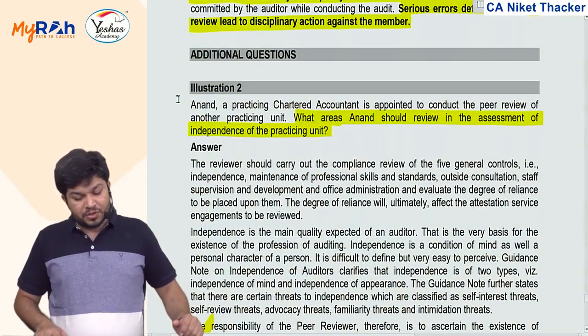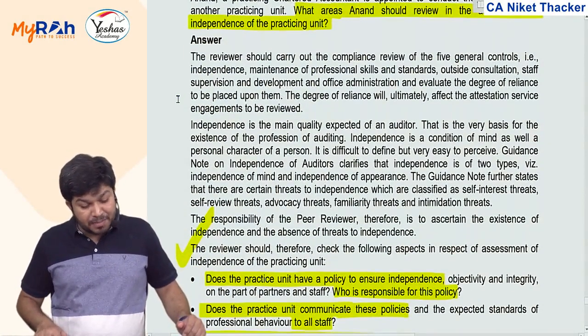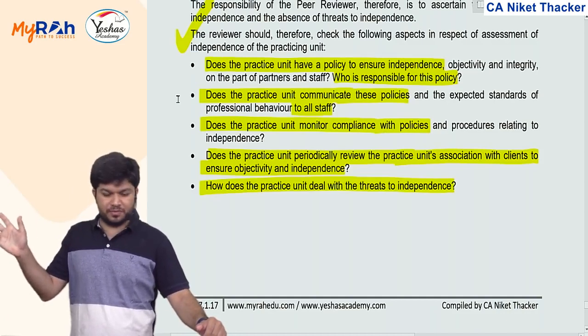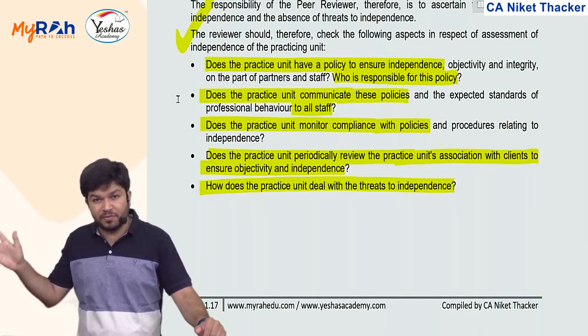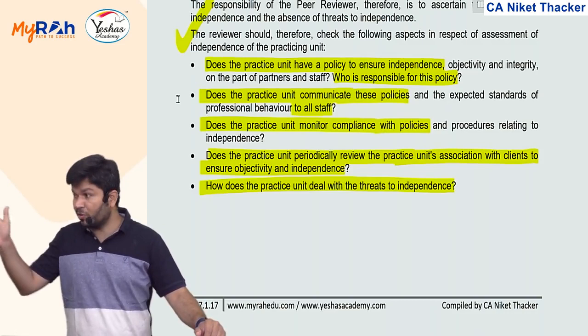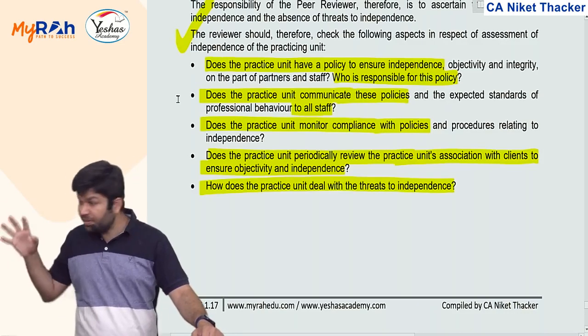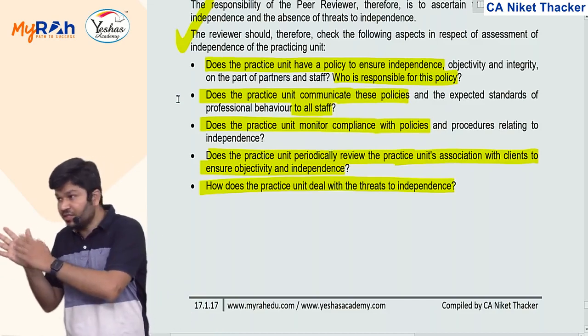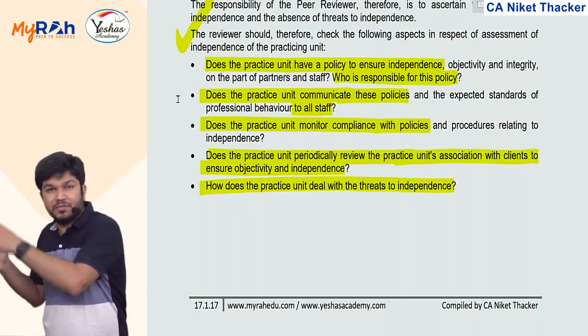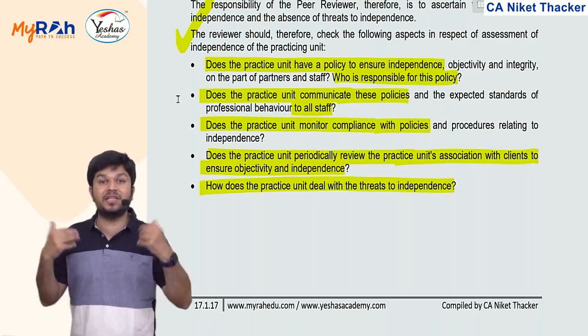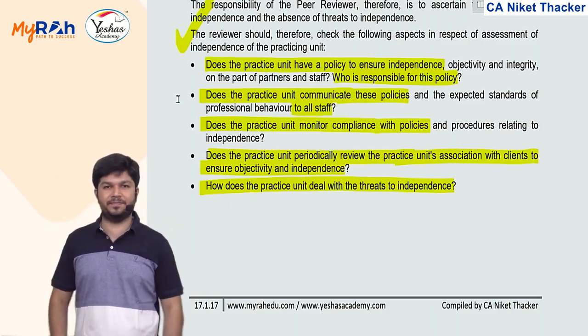So how should Anand review the assessment of independence of the PU? Whether the PU was independent while doing the audit. Whether they have a policy, who is responsible for the policy, whether they have communicated the policy to all staff, whether they monitor compliance with the policies, does the PU periodically check association with the client to ensure objectivity and independence, and how do they deal with threats to independence?